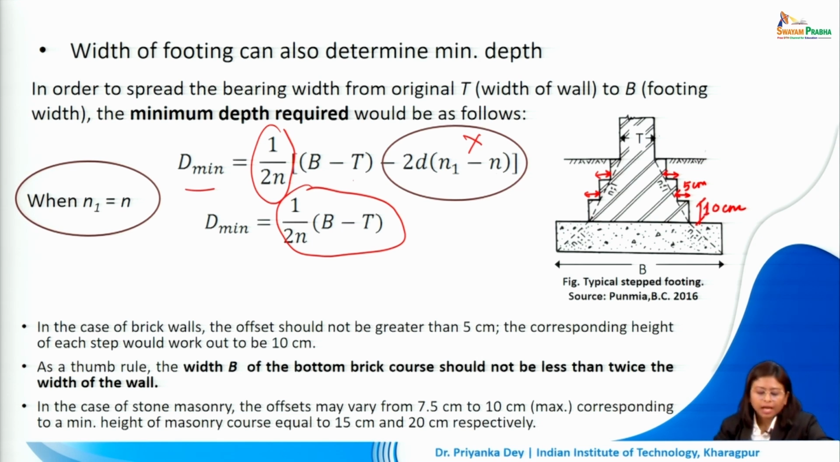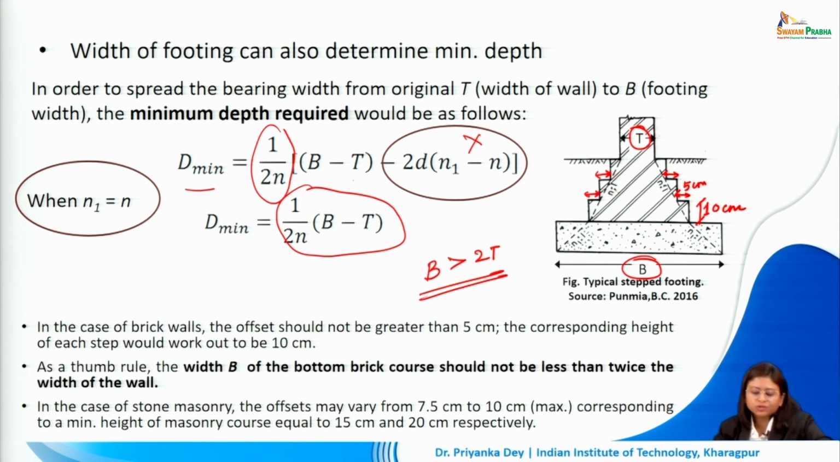As a thumb rule, also capital B, which is the base of this entire foundation, should not be less than twice the width of the wall. So let's say if my width of the wall is capital T, then my B at least has to be equal to or greater than 2T. This is a thumb rule.